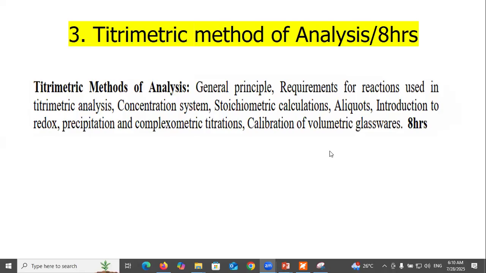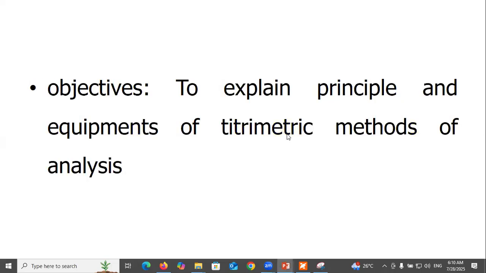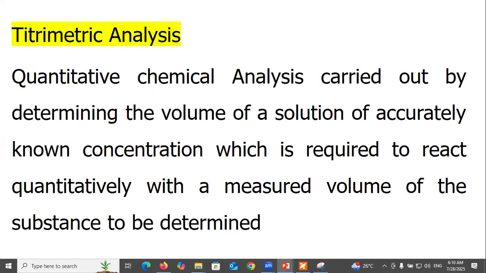Okay, titrimetric methods. Objectives: to explain the principle and equipment of titrimetric methods of analysis. First of all, titrimetric analysis.